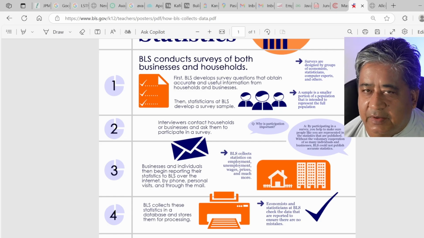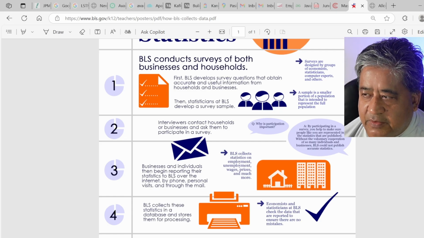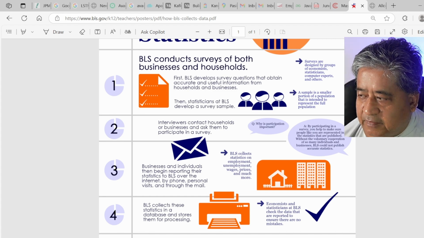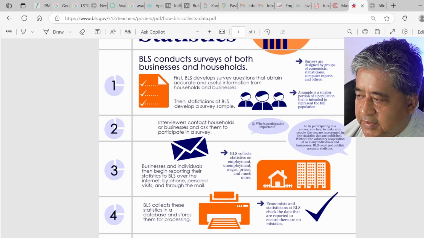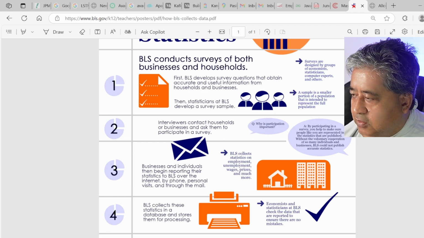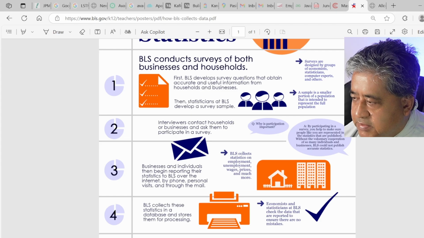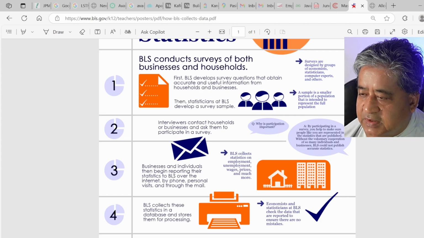So why is participation important? By replying to the questionnaire from the Bureau of Labor Statistics, by being represented in a survey, you help to make sure people like you are represented in the statistics that are published. Without the voluntary cooperation of many individuals like you and other businesses, BLS cannot publish accurate statistics.